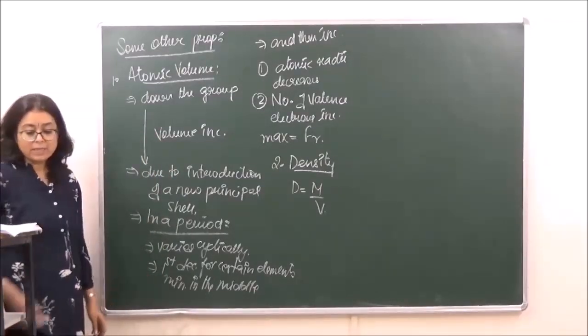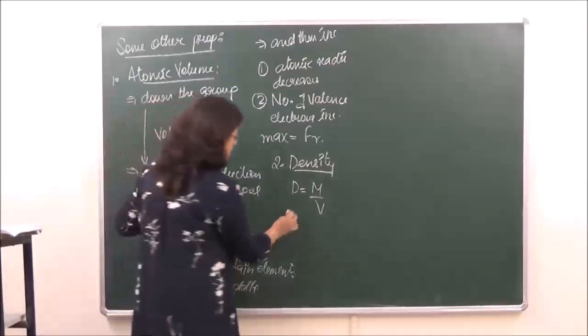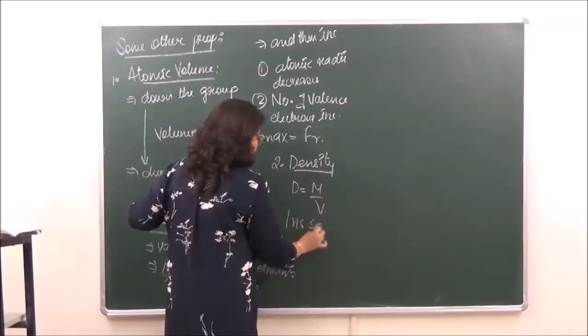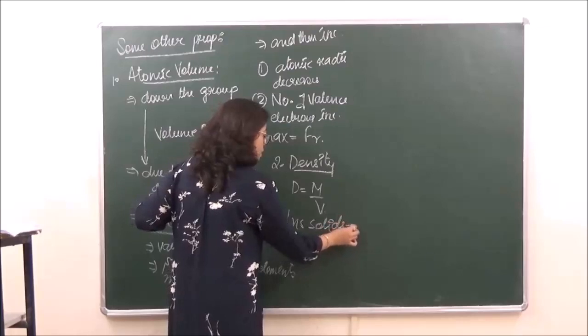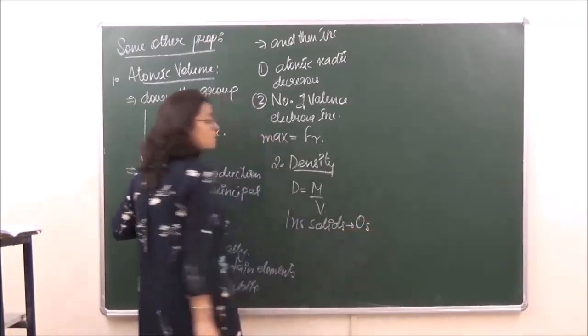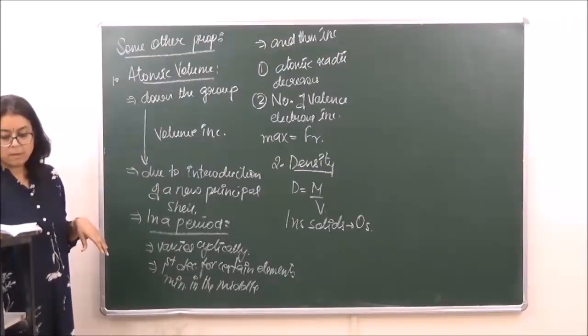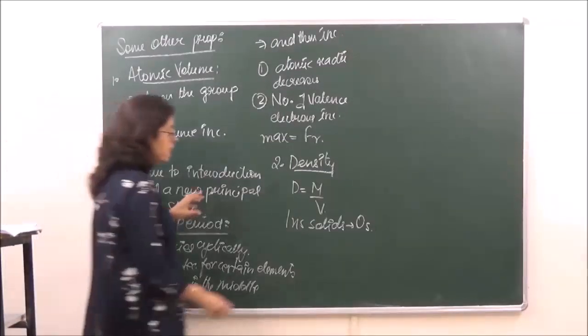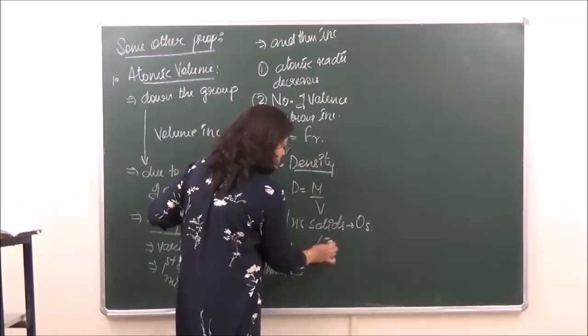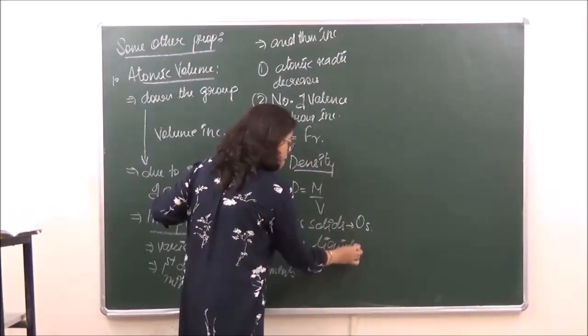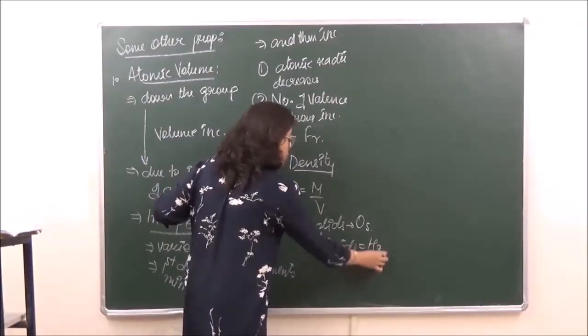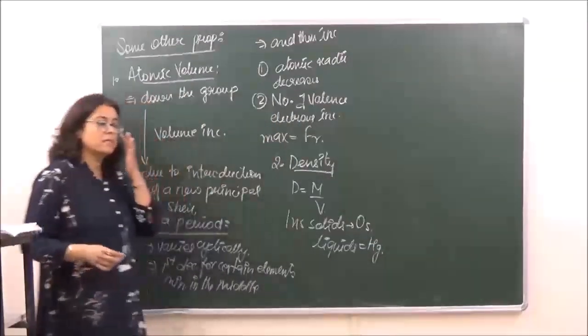Okay? Now we say that in solids, osmium has the maximum density. Osmium has the maximum density, and in case of liquids, mercury has the maximum density.